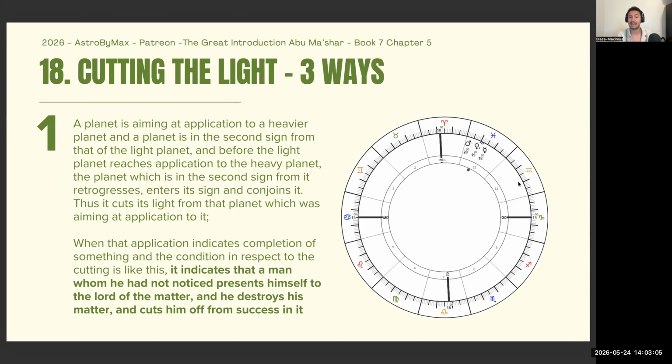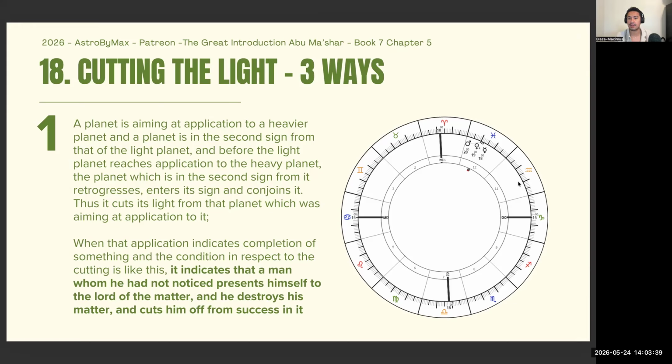And then we have cutting the light as well. So this is a type of blocking, and it's also a type of cutting the light. We have the same example here: a planet is aiming at an application to a heavier planet, and a planet is in the second sign from that of the light planet. Before the light planet reaches application to the heavy planet, the planet which is in the second sign from it retrogresses, enters its sign, and conjoins it. Thus, it cuts the light from that planet which was aiming at application to it.